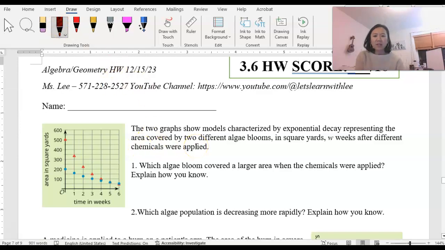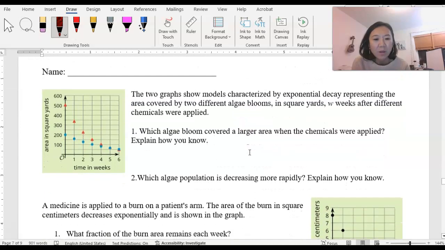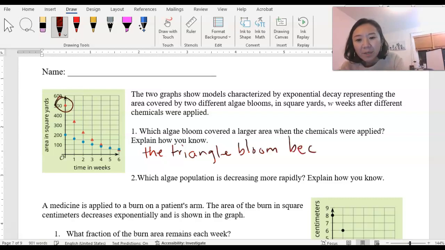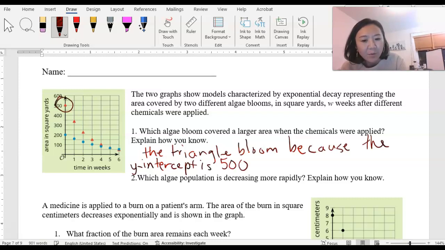These two graphs show models characterized by exponential decay representing the area covered by two different algae blooms, W weeks after different chemicals were applied. Which bloom covered a larger area when the chemicals were applied? Explain how you know. That would be this red one on your paper, the triangle one. So the triangle bloom, because the vertical intercept, or the y-intercept, is 500 and the other one is 200.